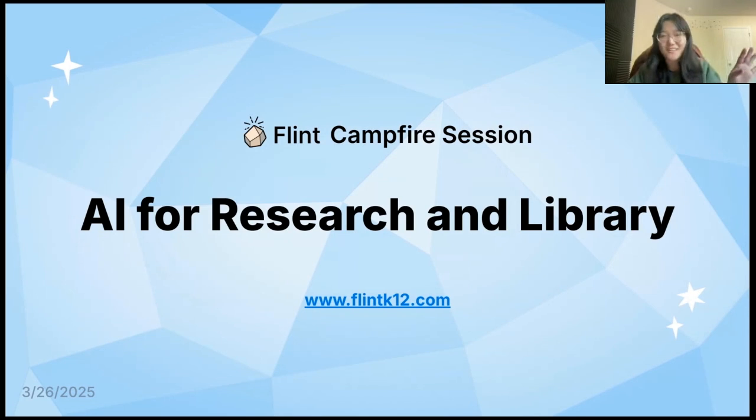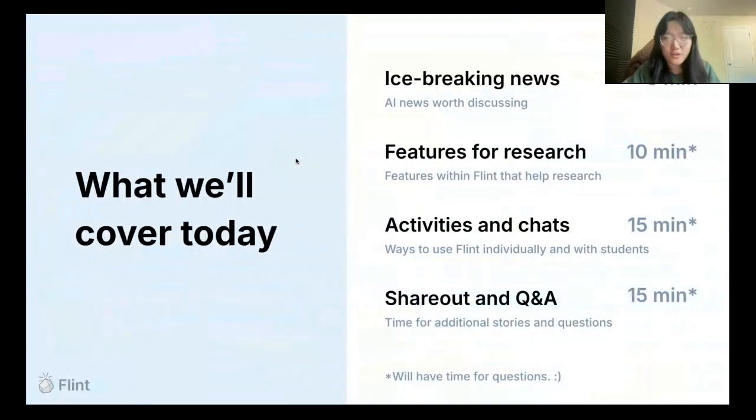I'll try and speed through the slides at the front so that we have more time for that at the end. To start off, the agenda today: I'll very briefly cover some icebreaking news, as I call it, news about AI that I think is worth discussing a little bit. Then I'll run through the features in Flint that really enable it to help students do good research. Then I'll go through some examples of activities and chats, and then I'll move on to the shareout.